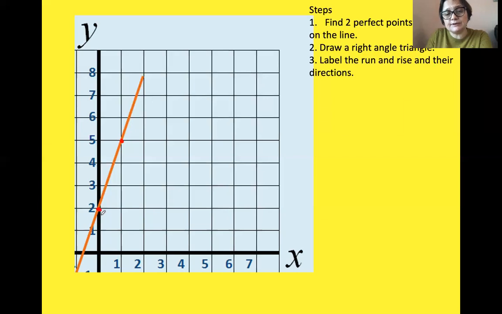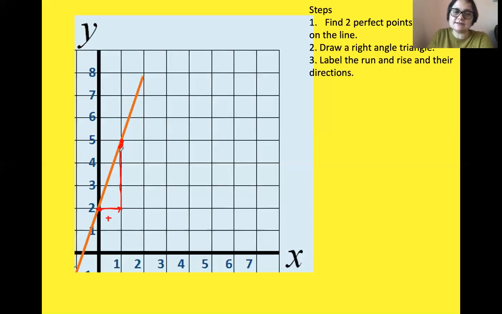After you have selected two points on the line, you have to build a right angle triangle. So we begin with this point here, and then we go to the right, and up until, just like that. So go up until the second line meets the second point. Now, this horizontal line that comes out from the first point to 1 represents the run. And the direction is to the right, so it's a positive direction.